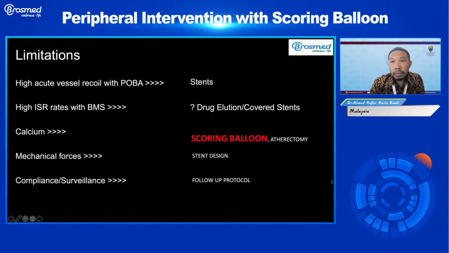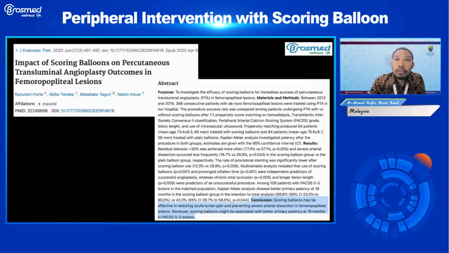We have atherectomy devices, and nowadays I think we are using more and more scoring balloons, basically to modify the plaque. And of course, we have other things like mechanical forces, where stent design is fairly important. And also, after we did the procedure, we need to monitor them, right? Okay, so moving on to scoring balloon.